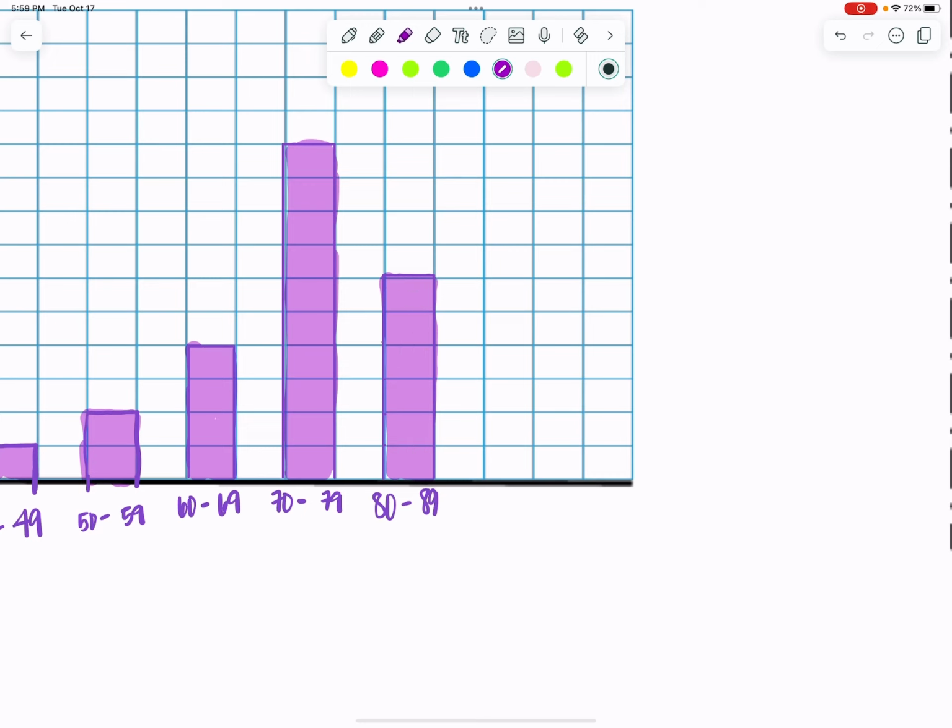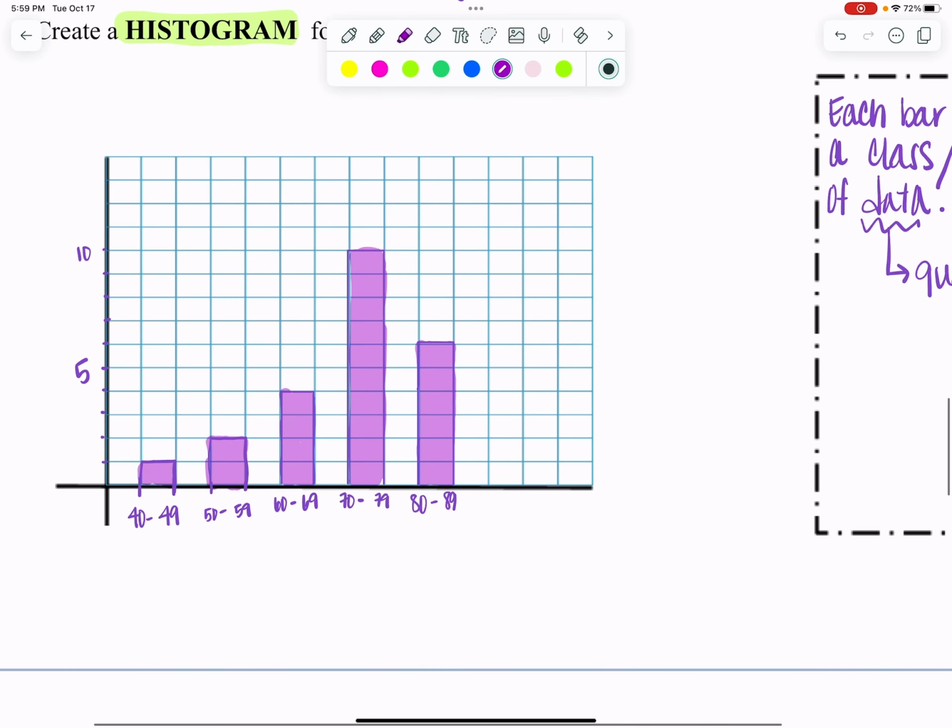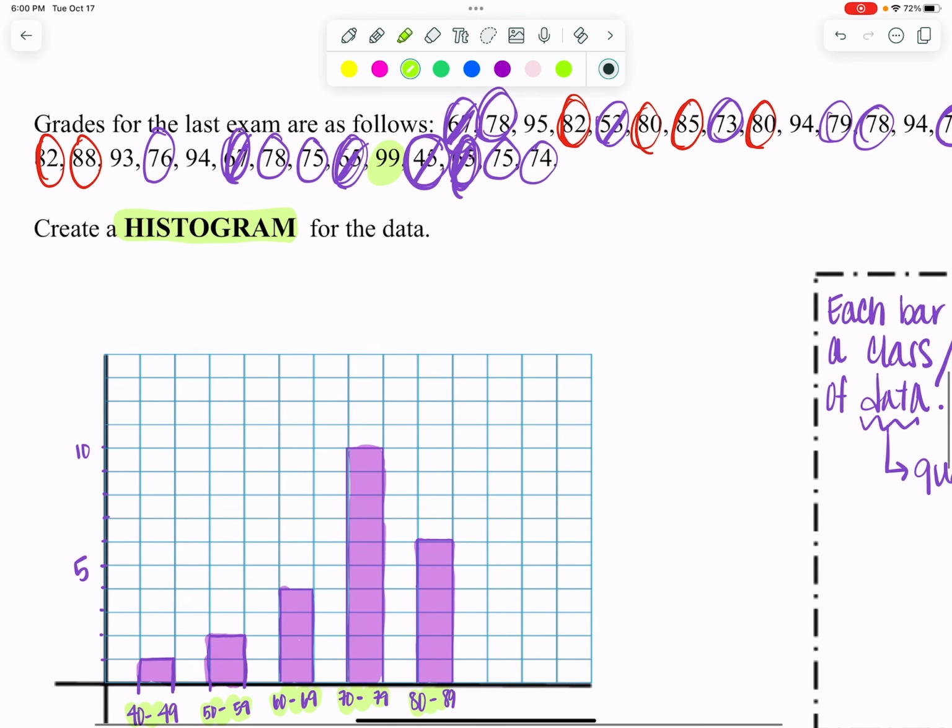You could pick different class widths. You could have yours go from 40 to 45 and then 46 to 51. The important part is that all of these down here are the same width. So I can't have one that goes from 40 to 45 and then 46 to 66. They all have to be the same width. So try to be mindful of that.